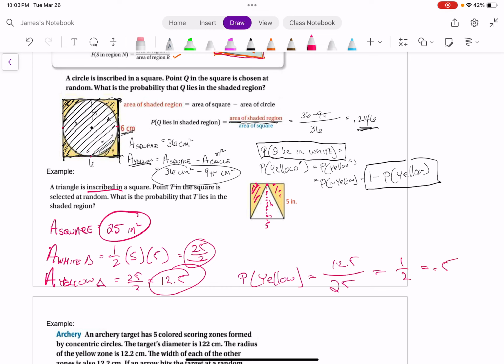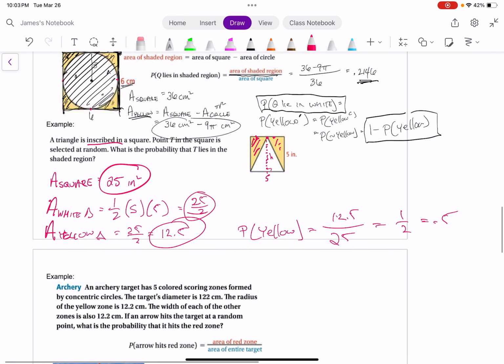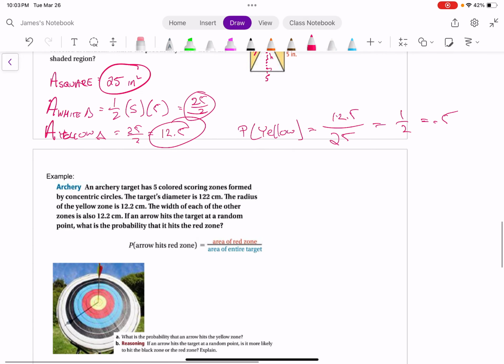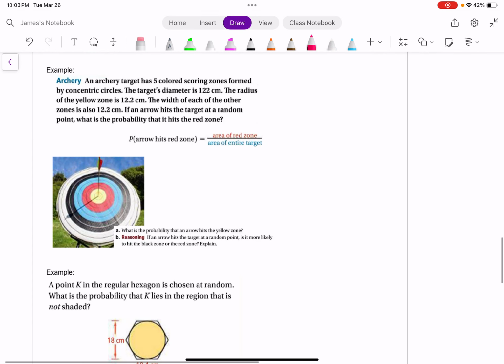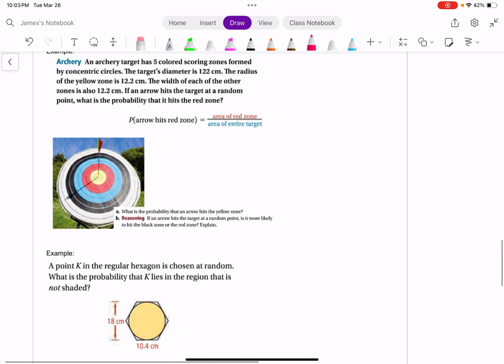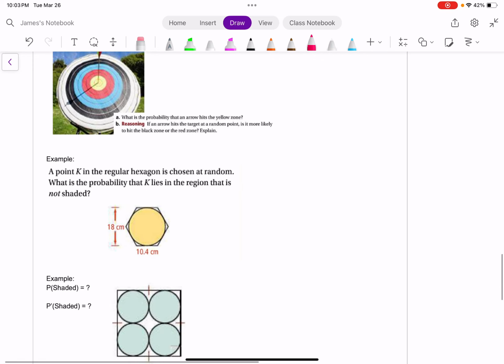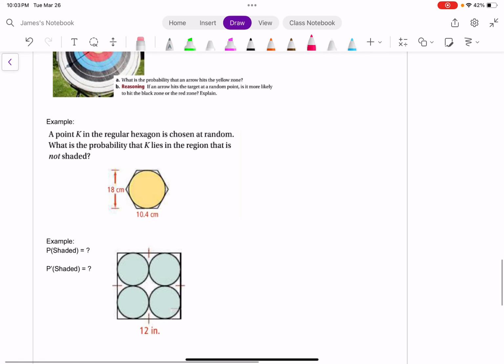Not a really interesting question, I think, to show as an example, but let's skip that example right now, the archery question, come down here to these two, and then we'll come back to the archery one. It says a point K in the regular hexagon is chosen at random. What is the probability that K lies in the region that is not shaded?